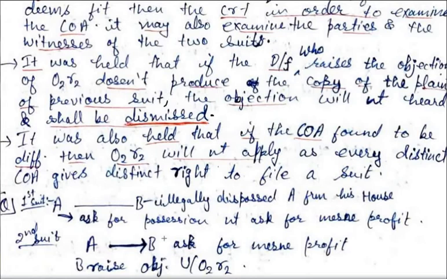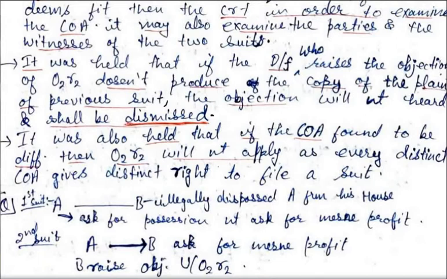Later on A again filed a suit against B on the same cause of action for dispossession. But this time he claimed the relief of mesne profits. This time he claims the mesne profits. Now in this second suit, B raises the objection of Order 2 Rule 2, that the bar of Order 2 Rule 2 will apply.